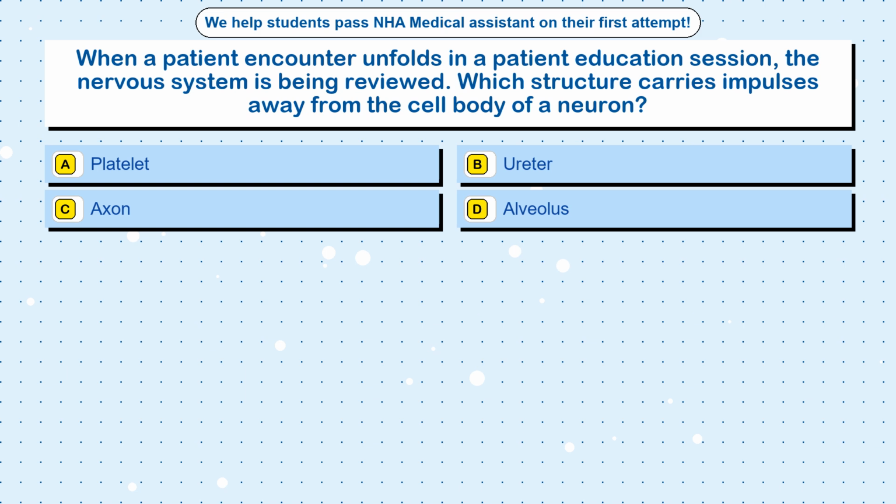Question 32. When a patient encounter unfolds in a patient education session, the nervous system is being reviewed. Which structure carries impulses away from the cell body of a neuron? Option A, platelet. Option B, ureter. Option C, axon. Option D, alveolus.